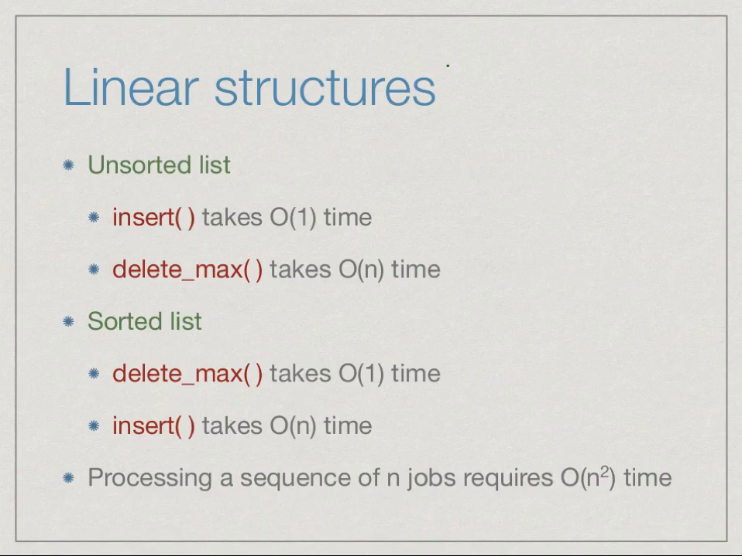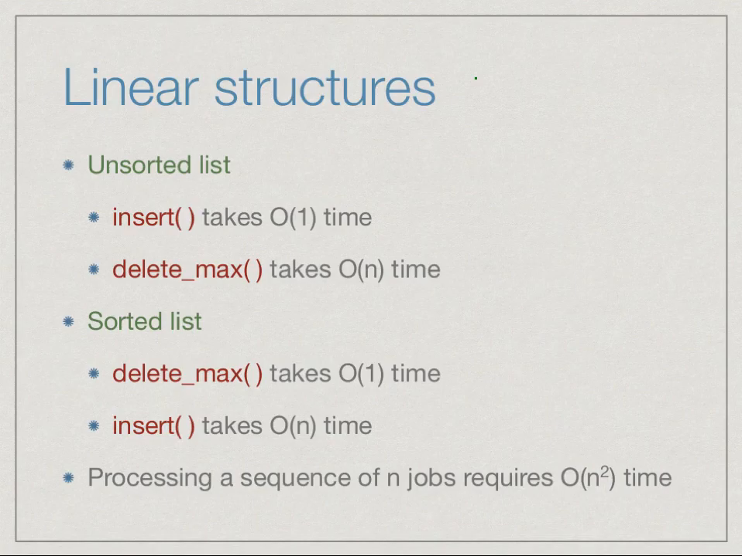The other option is to keep the list sorted. This helps delete max. For instance, if we keep it sorted in descending order, the first element of the list is always the largest element. However, the price we pay is for inserting, because to maintain the sorted order, when we insert the element, we have to put it in the right position. And as we saw in insertion sort, insert will take linear time.